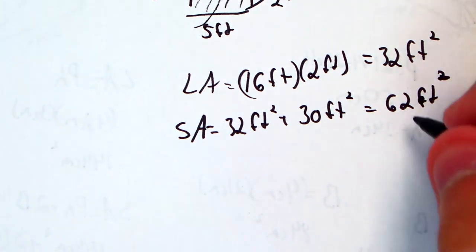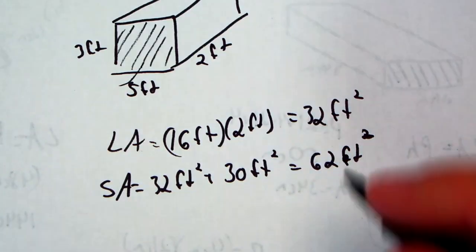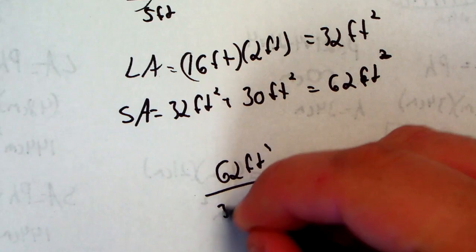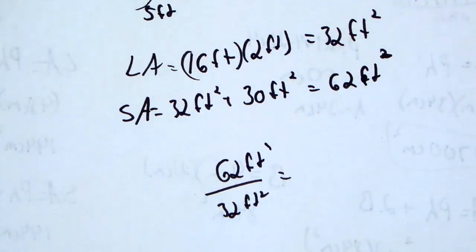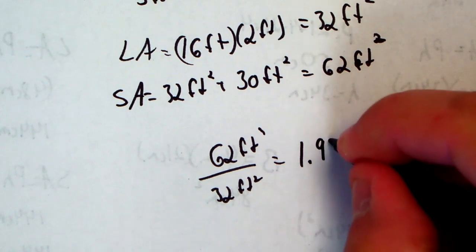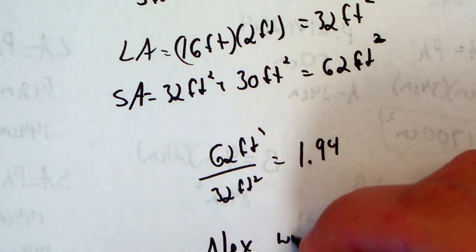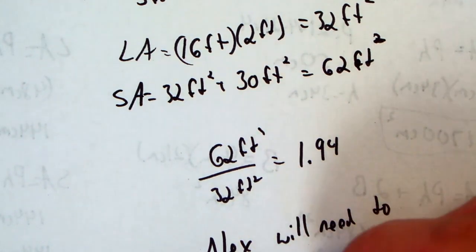Last question, it says, how much would he need to buy if one sheet covers 32 square feet? Well, 62 square feet, and if we divide that by 32 square feet, we get just under 2. In fact, the number is 1.94 roughly. So Alex will need to buy 2 sheets of plywood.